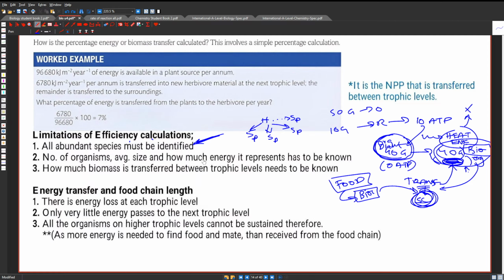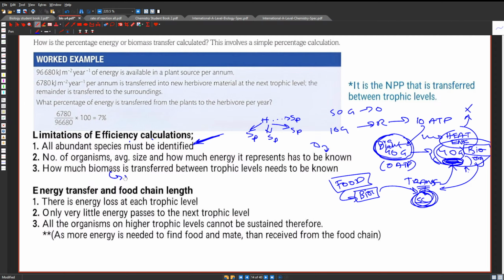Number of organisms, average size, and how much energy it represents has to be known. That's a limitation because this cannot be 100% accurate. How much biomass is transferred between trophic levels also needs to be known, because that's also hard to know. There's always losses.